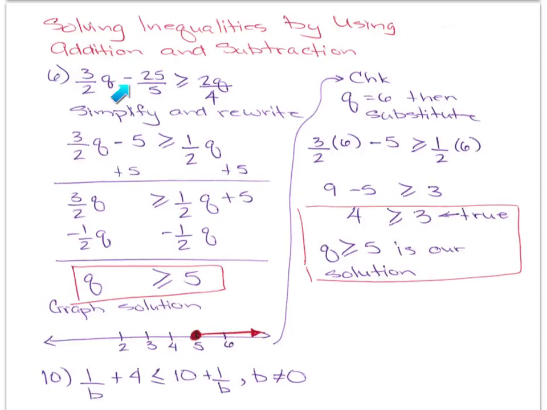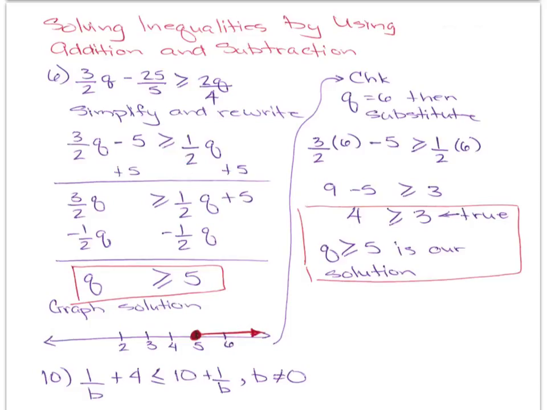However, the minus 25 over 5, 25 over 5, that's 25 divided by 5. That'll give you a 5. So rather than write minus 25 over 5, we're writing just minus 5. And then lastly, we have 2 over 4 right here. 2 over 4 reduces to 1/2.